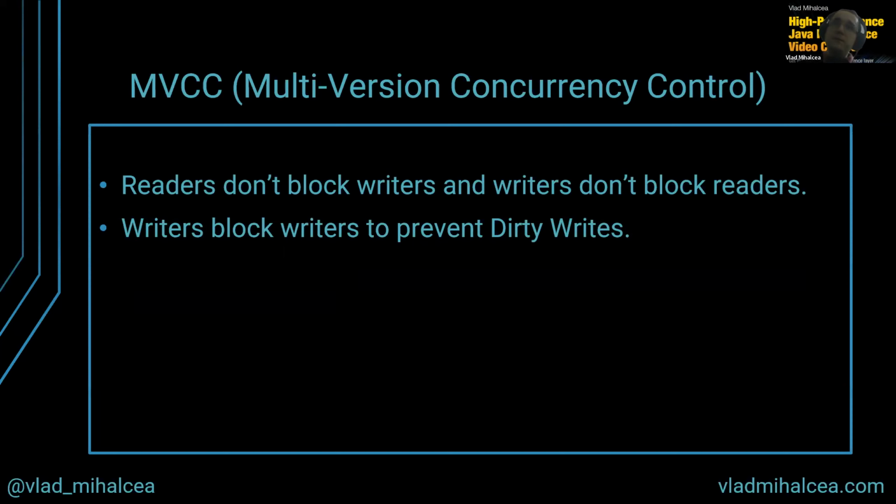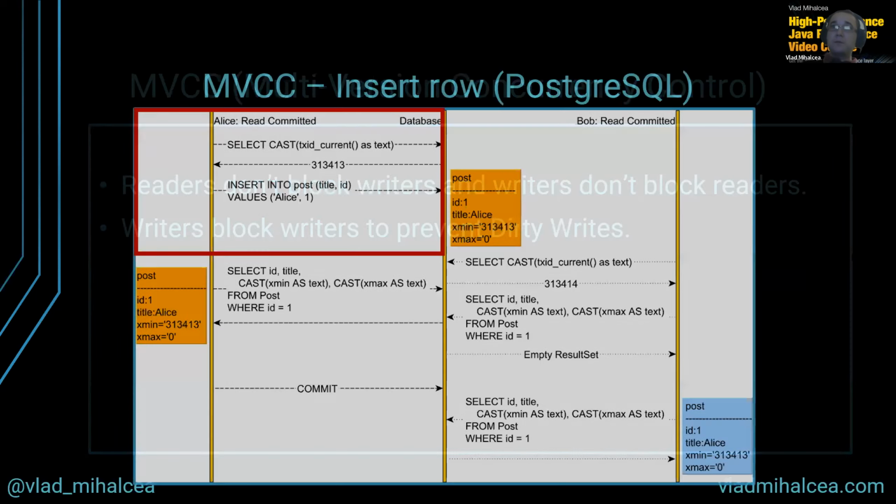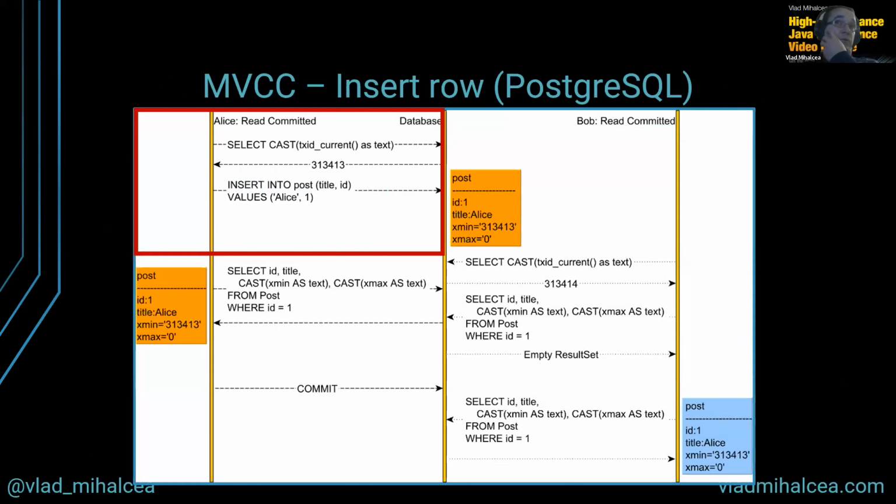But what it means is that now we don't take read locks. So when I read something, I'm not going to block others from writing. And when someone writes, it's not going to block others from reading. Even if you take an exclusive lock in a relational database, you're not going to block others from reading. That's how it works. You can see it in action in Postgres.